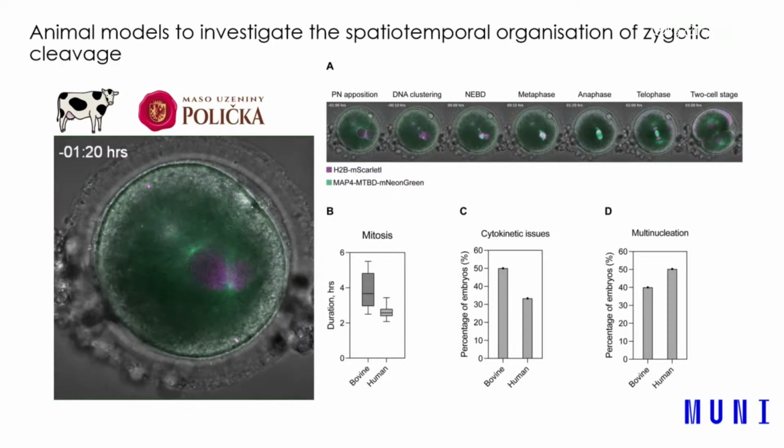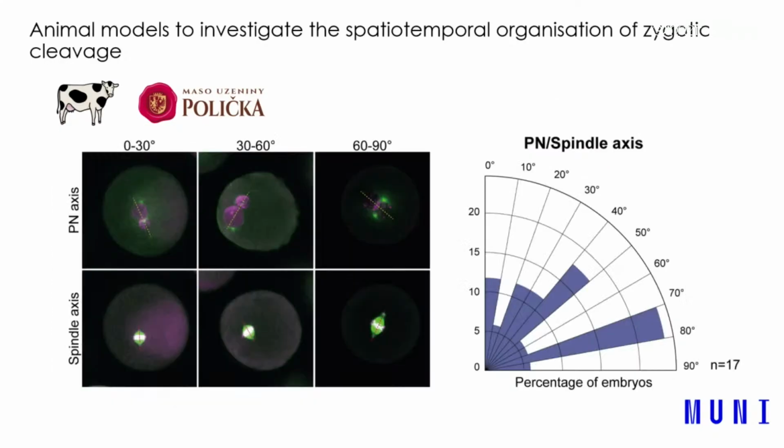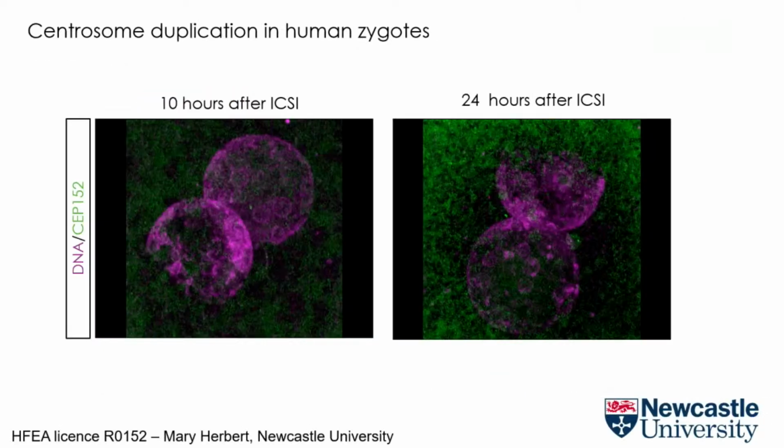And when we looked at the orientation of the cell division machinery, we actually saw that the phenotype was similar to humans. Again, most of the embryos divided in this nice 90 degree angle to the PN axis, and we could see the centrosomes inside. And what we wanted to know is if that is actually the same as in humans.